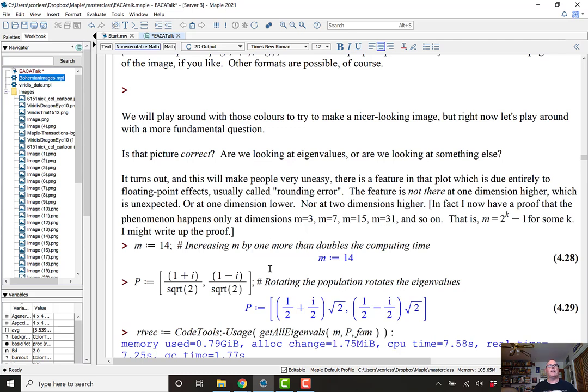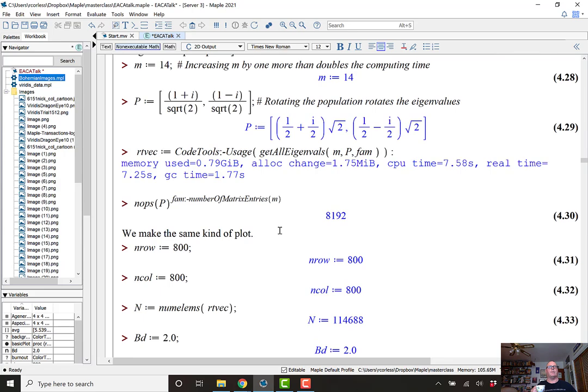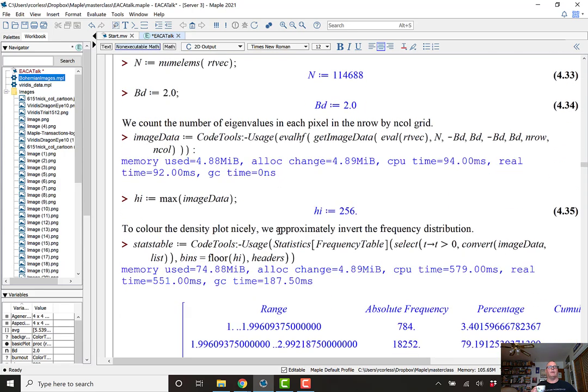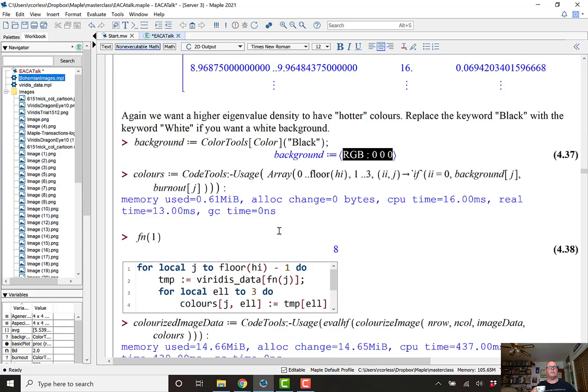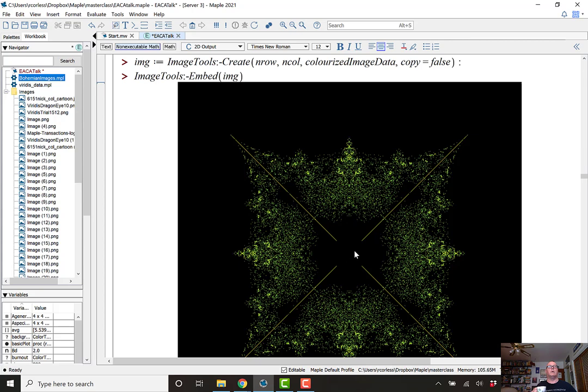So m equals 14. Now here, if we rotate the population, so the population is not 1 and i anymore, but 1 plus i over root 2 or 1 minus i over root 2, they're still at 90 degrees to one another. All that does is rotate the picture of eigenvalues, so instead of being a diamond shape, it's a square shape. Let's run all the same code, and now we have a square shape. And as you can see, there's no little flower in the middle.